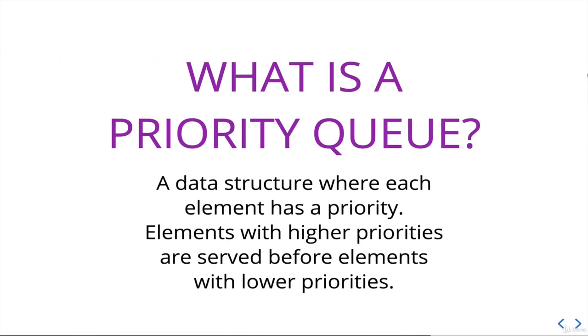According to Wikipedia, it's just a data structure where each element has a priority associated with it, and elements with higher priorities are served before elements with lower priorities. So we have a collection of data, and each element has a priority associated with it. And we want to retrieve one element at a time out of this list or structure, whatever we're using to store it. We want one thing at a time that we're going to tackle next.